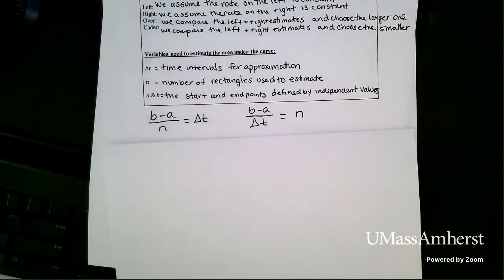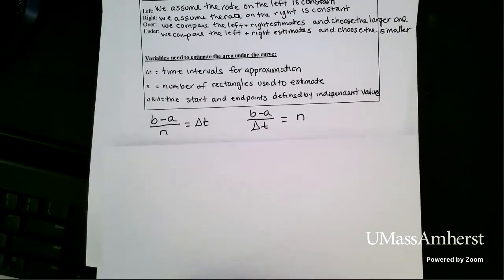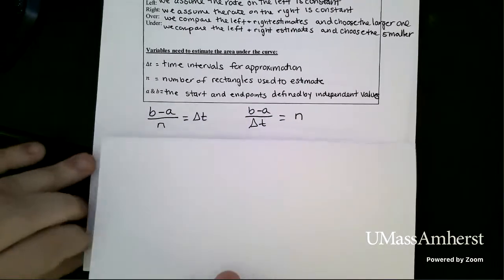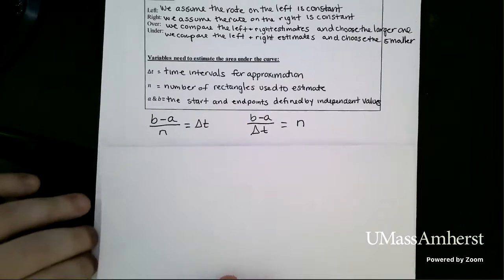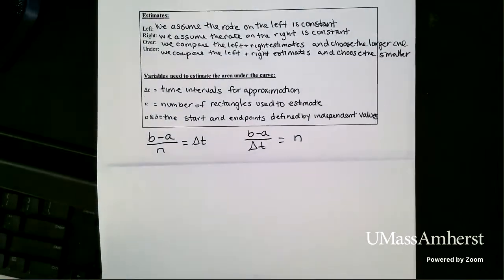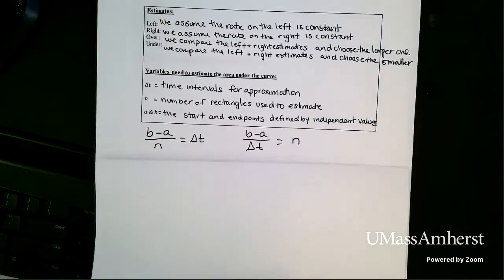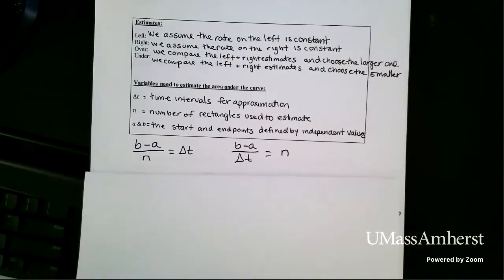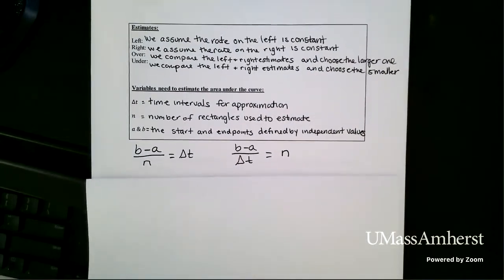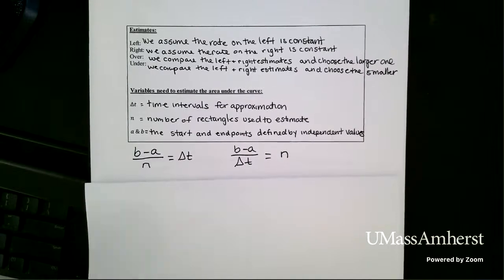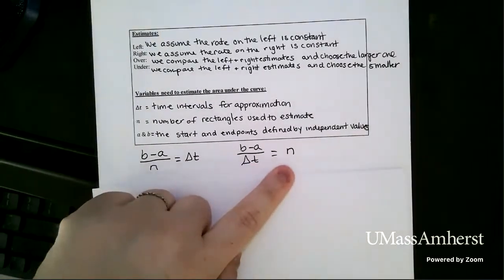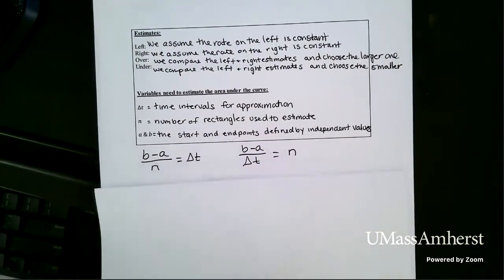So taking all of this into account, what we want to do next is think about if we change delta T, does that impact our approximation? Does it make it better? Does it make it worse? Does it make it stay the same? And what I want to point out is that if we were to change delta T, that would change our N. Or if we were to change N, that would change our delta T.